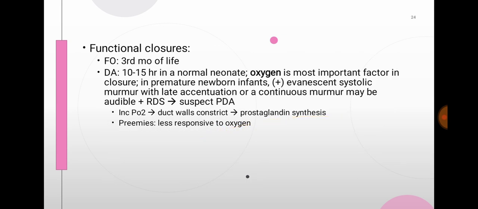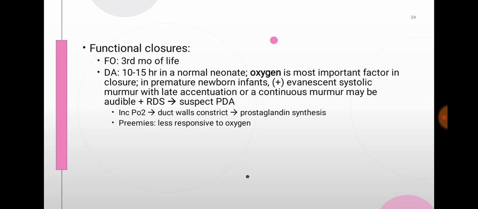When do these openings close? Your foramen ovale closes at around the 3rd month of life. Your ductus arteriosus closes at around the 10th to 15th hour of life in normal neonates. But oxygen can greatly affect the closure or the patency of your ductus arteriosus. So if there's oxygen, it will close your ductus arteriosus. So imagine if you have a preterm infant who has signs of respiratory distress, the patient most likely has a patent ductus arteriosus. So we can give indomethacin to close it.